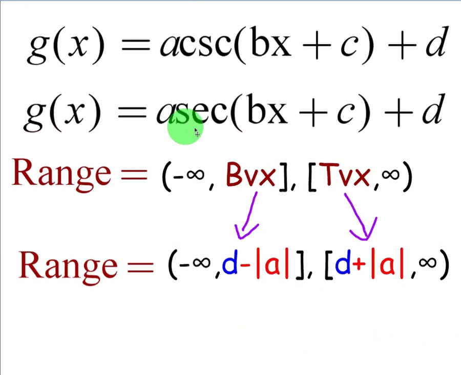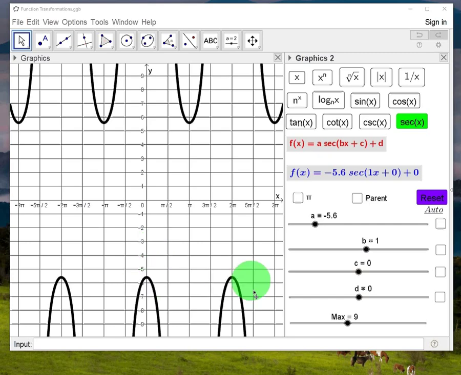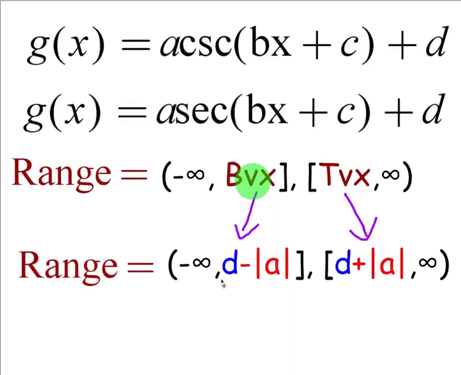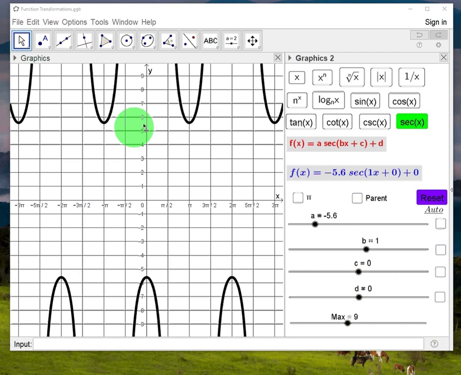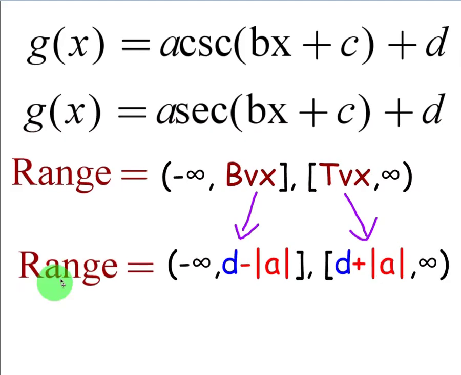It will always be that way, and therefore the range will always be from -infinity, comma, D minus absolute value of A, bracket to bracket, D plus absolute value of A, comma, infinity. D minus absolute value of A represents the bottom vertex, and by bottom vertex I mean these points right here, and then top vertex is going to be D plus absolute value of A, and by top vertex I mean these up here. These are the vertices on these so-called parabolas. That will give us the range for any secant or cosecant function regardless of A, B, C, and D.